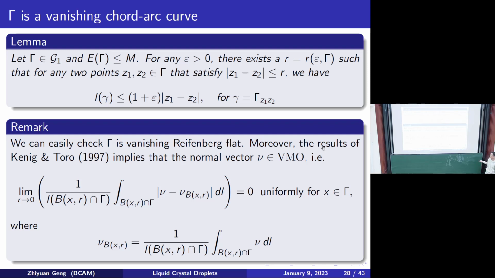And then from the result of Kenig and Toro, if this gamma is more and more flat at small scale and also is vanishing chord-arc, then the normal vector is in VMO. So this is a result for chord-arc curves. Therefore we know that our curve in the admissible set should have normal vectors in VMO.